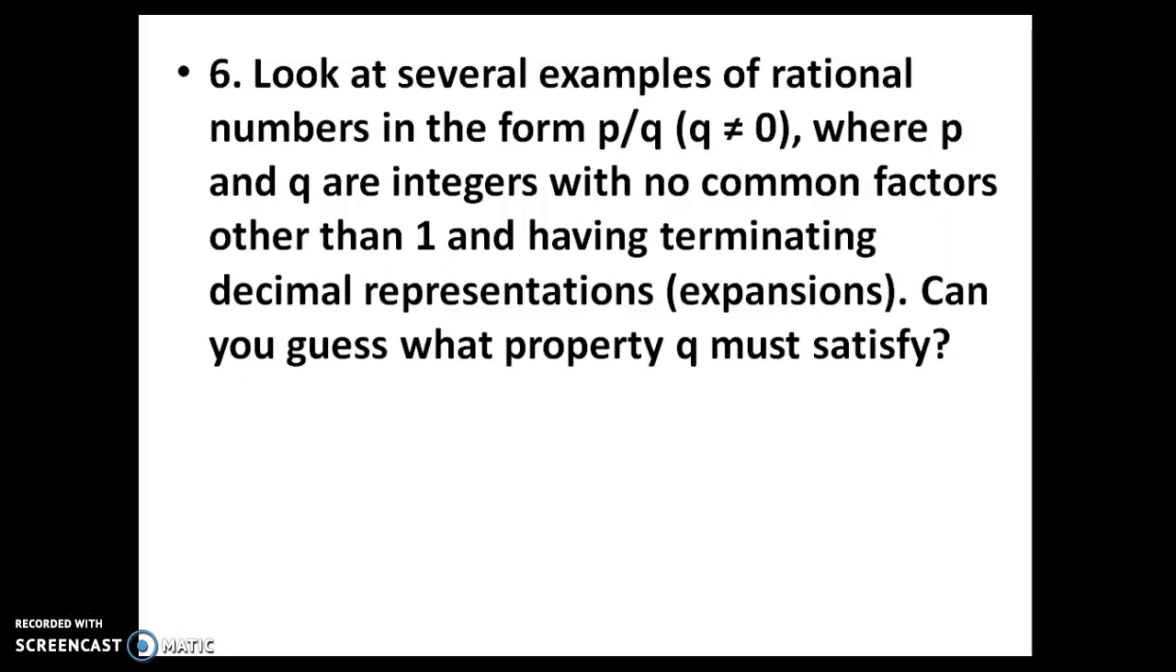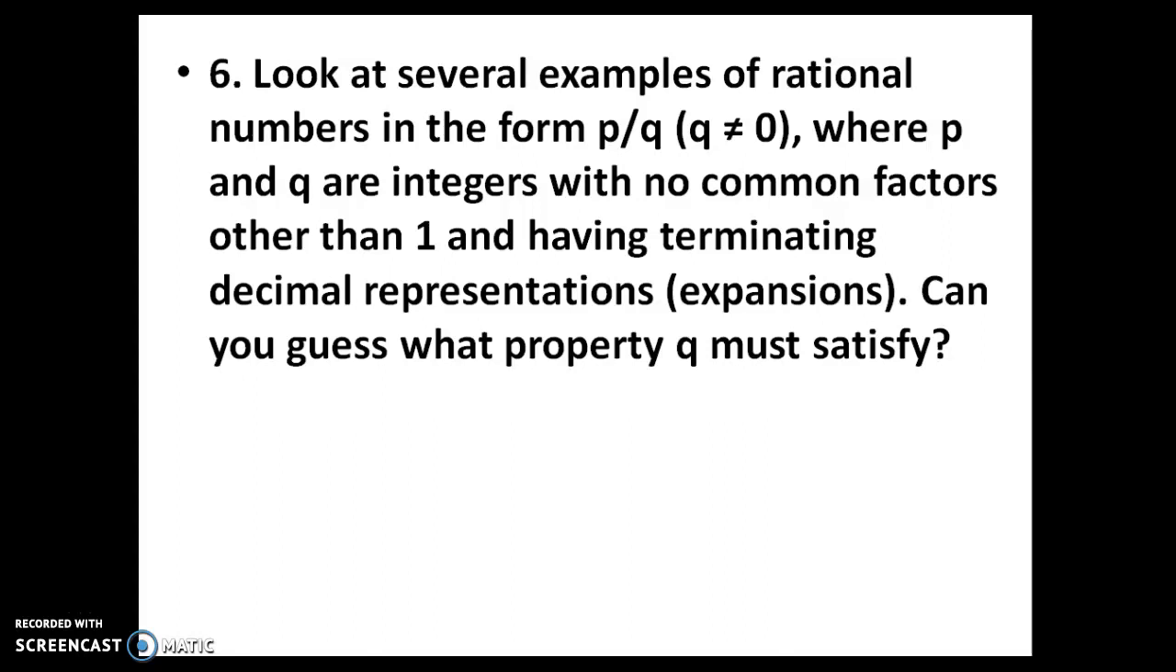Now coming to the sixth problem. Look at several examples of rational numbers in the form p by q, q not equal to 0, where p and q are integers with no common factors other than 1 and having terminating decimal representations or expansions. Can you guess what property q must satisfy?